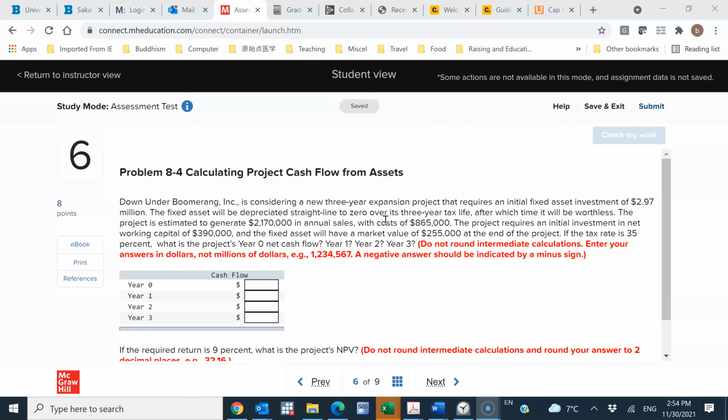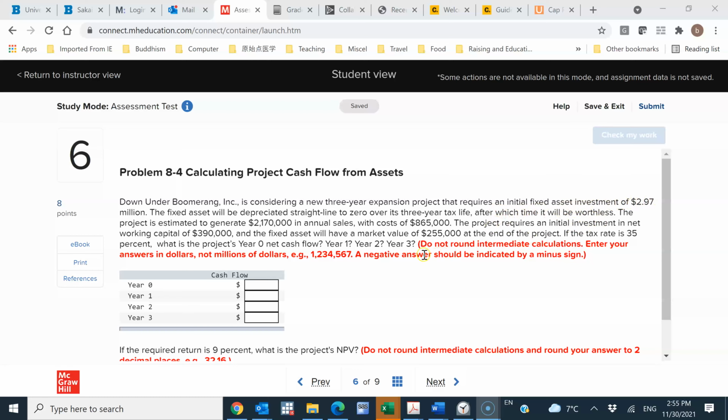This is question number 6 on the assessment test. It is a question also on capital budgeting and estimating the free cash flows. This firm is considering a new 3-year expansion project that requires an initial fixed asset investment of $2.97 million.